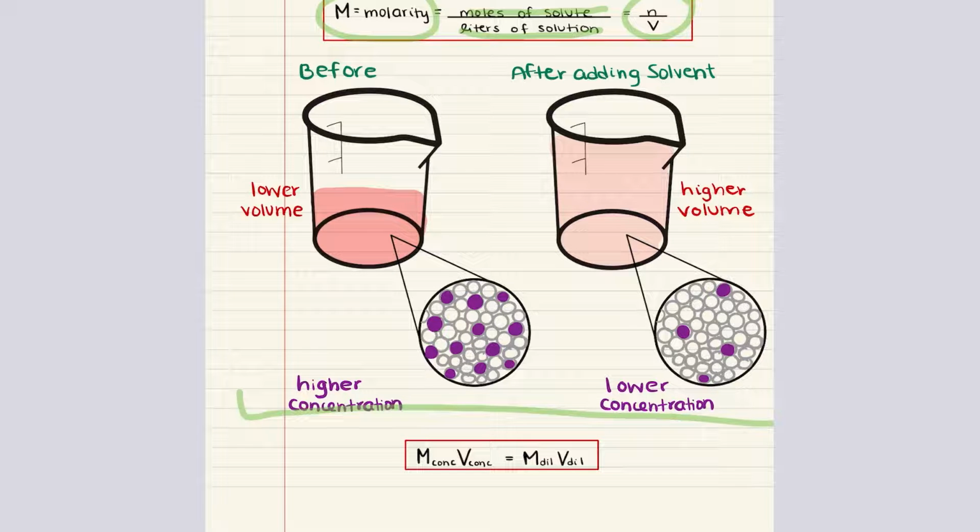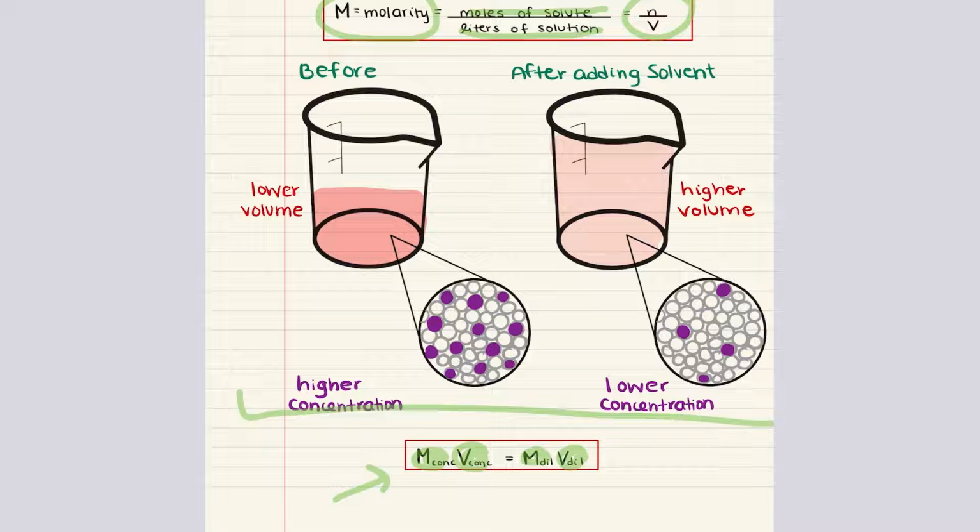The process of dilution can be described by this equation here. We have the molarity of our concentrated solution multiplied by the volume of our concentrated solution. This is going to be equal to the molarity of our diluted solution multiplied by the volume of our diluted solution. This relationship shows that the product of the initial concentration and volume is equal to the product of the final concentration and volume. And this principle is so important because it ensures the conservation of the number of moles of solute during the dilution process.